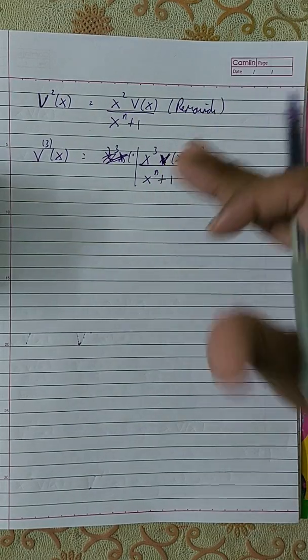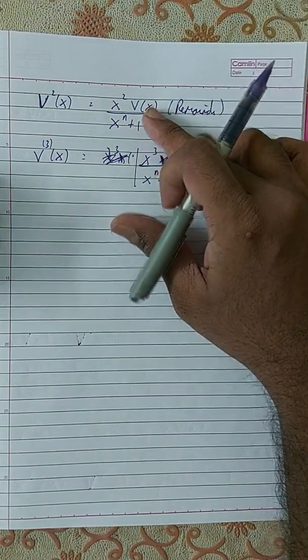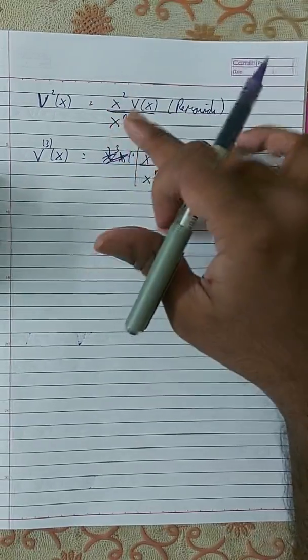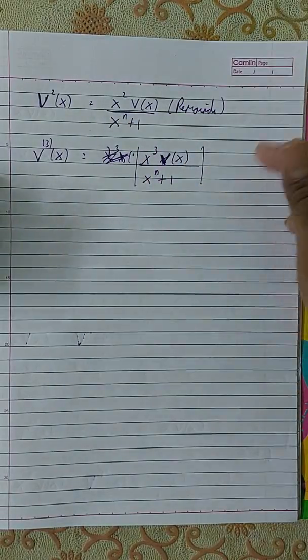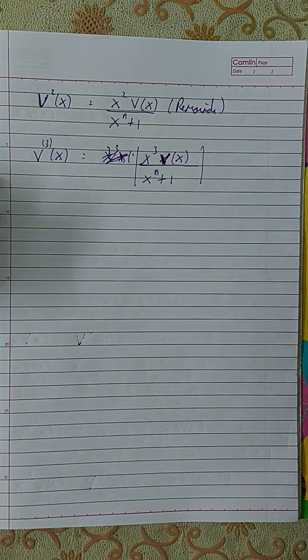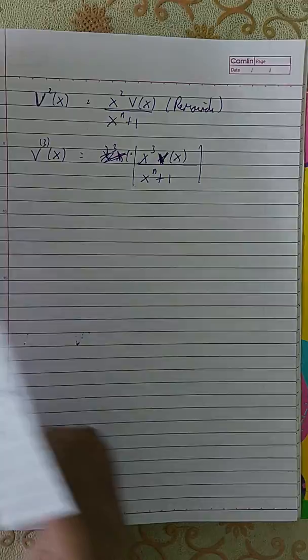So this is the simple procedure. All you have to do is multiply v of x with the corresponding power of x, for the number of times you want to shift it, divide by x raised to n plus 1, and its remainder will give you the corresponding polynomial of the shifted cyclic code word. So this is how we introduce the cyclic code.